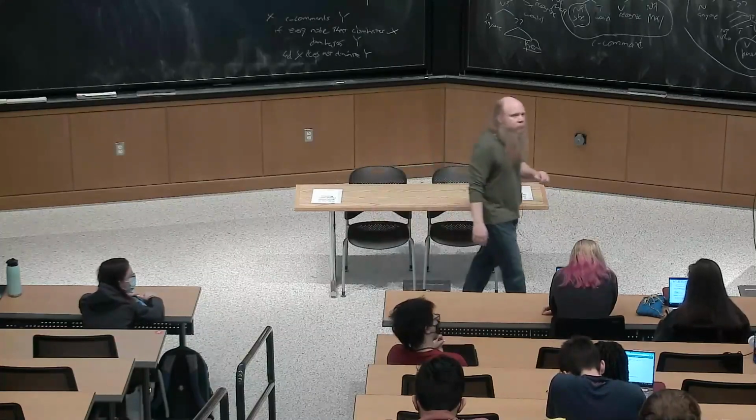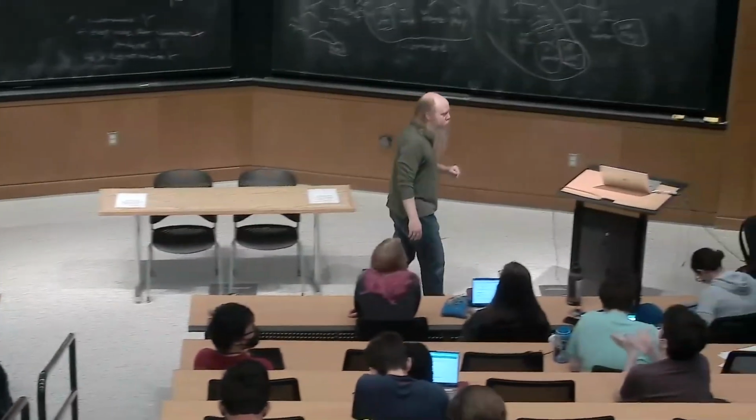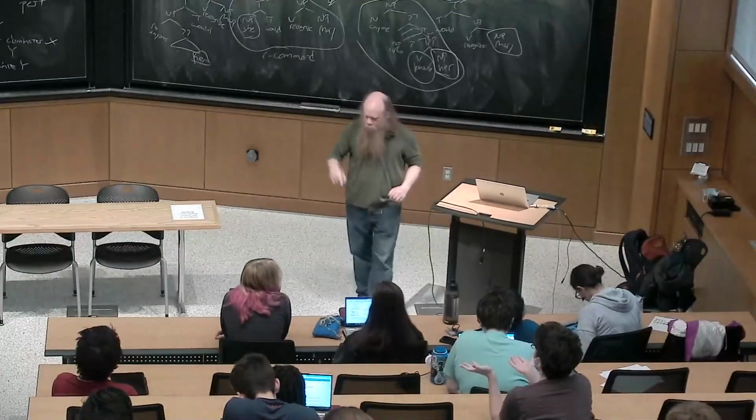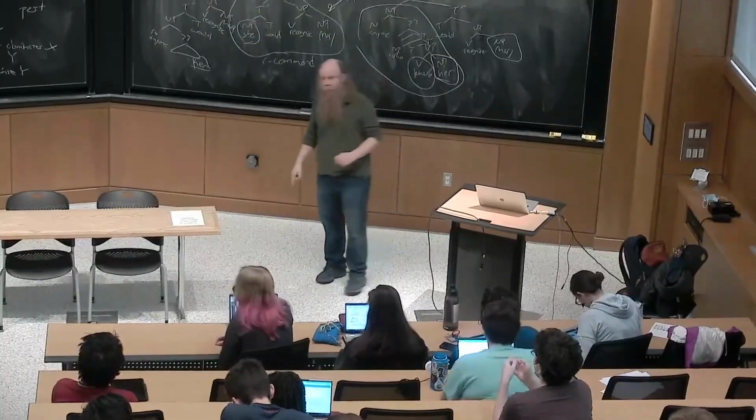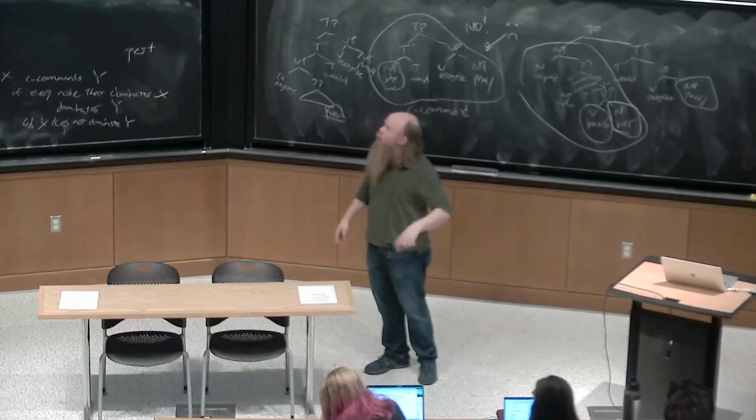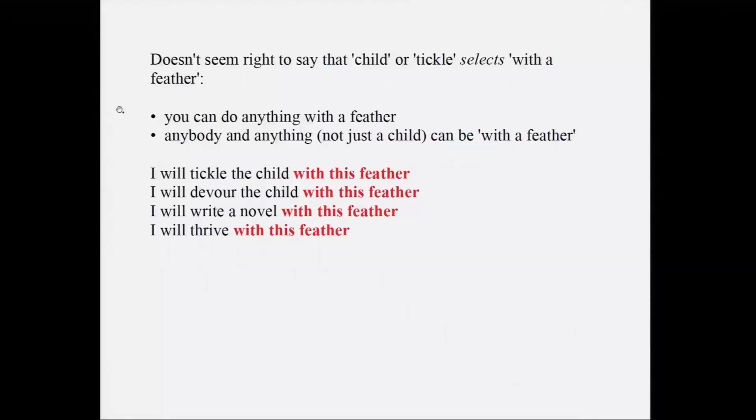Right, I feel like there's some ambiguity here. If you look at "the child with this feather," is "with this feather" modifying the child or tickle? To which the answer is yes. You're right, so it's ambiguous. It can have either of those structures and either of those meanings. So good point.